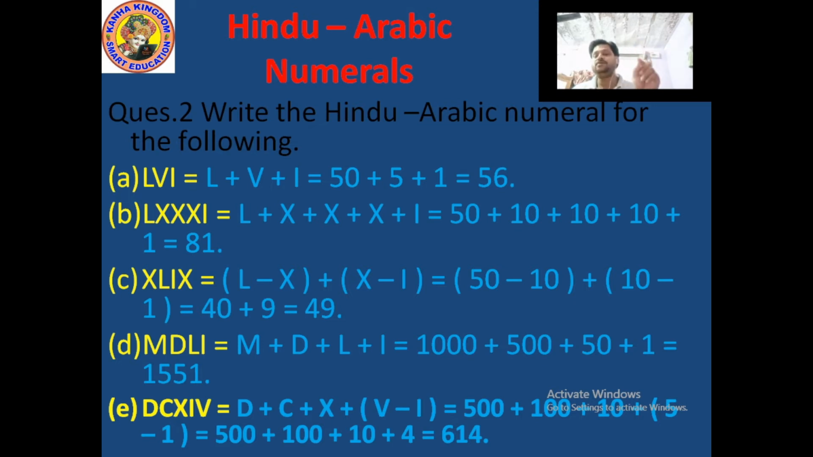Means D equals 500 plus C equals 100 plus X equals 10 plus bracket V equals 5 minus I equals 1, 5 minus 1 equals 4. So 500 plus 100 plus 10 plus 4. The exact answer is 500 plus 100 equals 600, 600 plus 10 equals 610, and 610 plus 4 equals 614. Clear?